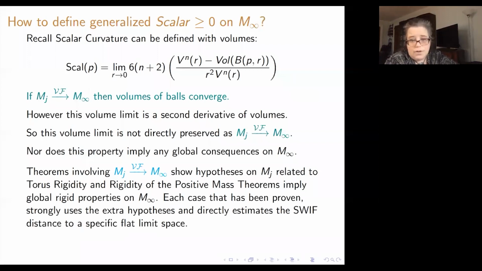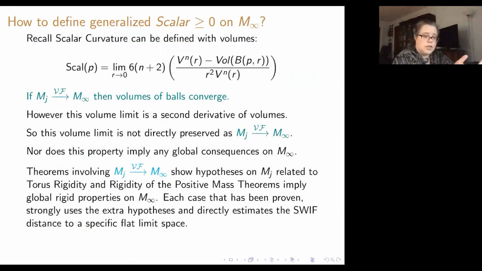Theorems that do involve volume preserving intrinsic flat convergence show hypotheses on M_j related to torus rigidity and rigidity of the positive mass theorem imply global rigidity properties. So they strongly use the extra hypotheses and they directly estimate the Swift distance to a specific flat limit space. So the ones that have been proven so far are not general compactness type theorems, except for that one that I presented already for the warped products.